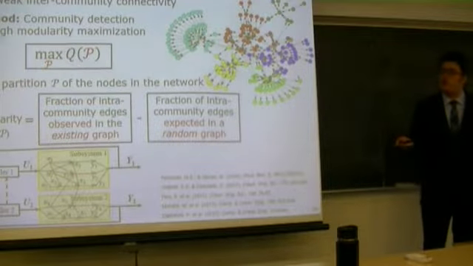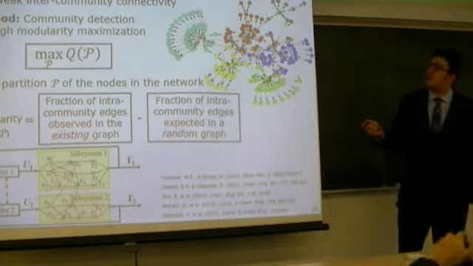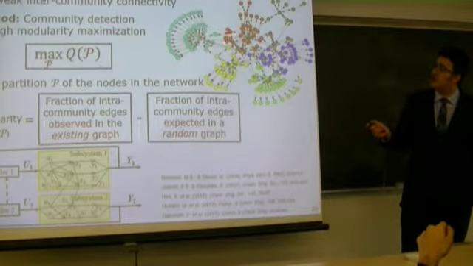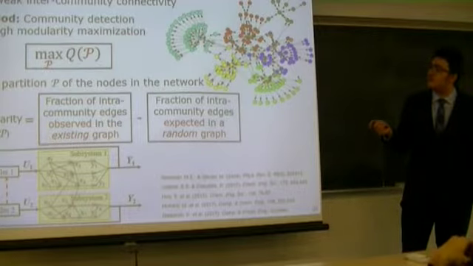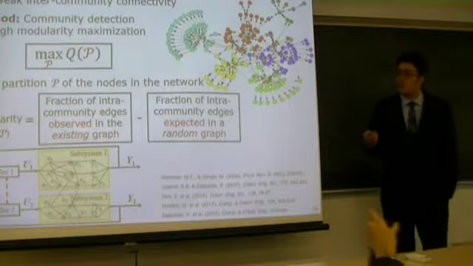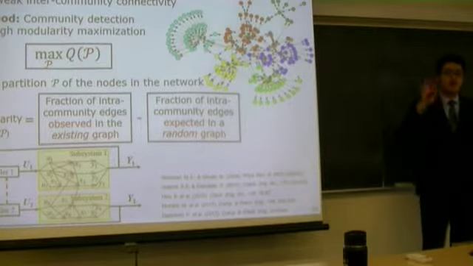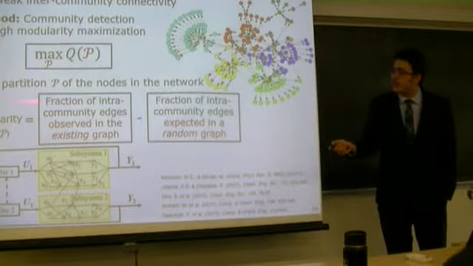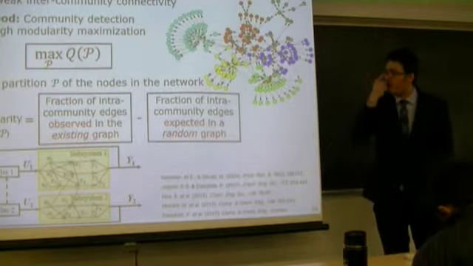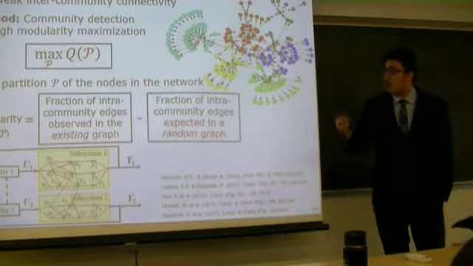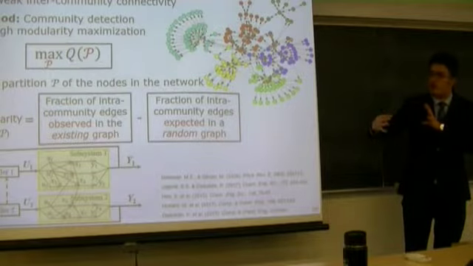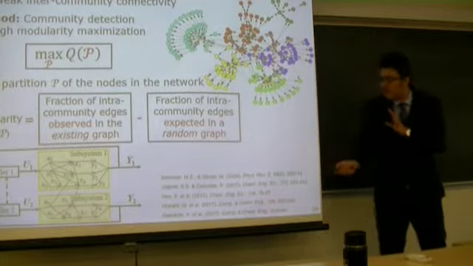So the way that we propose to handle this problem, the objective is having strong intra-community and weak inter-community connectivity. And the method that we used for the community detection was modularity maximization, when we are trying to identify modular decomposition. The modularity index can be defined as the fraction of intra-community edges observed in an existing graph, which is optimal at the end of the iteration, compared to a random graph.